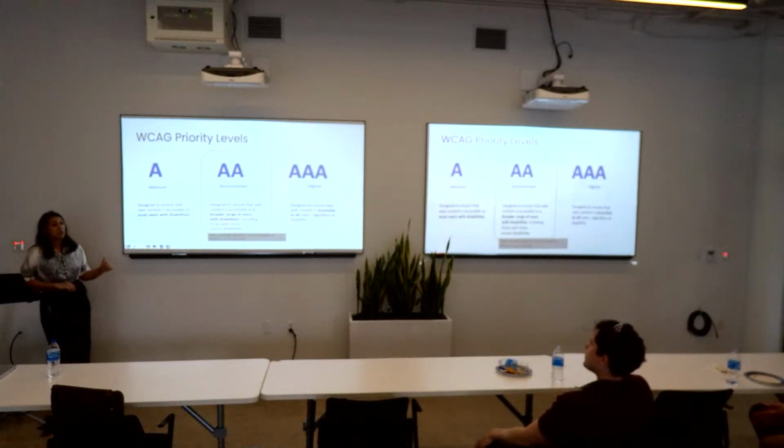So what falls under the level A success criteria? Having a text alternative for meaningful images. Meaningful images means the image has context. If we do not provide that context to the user, they might lose that context.